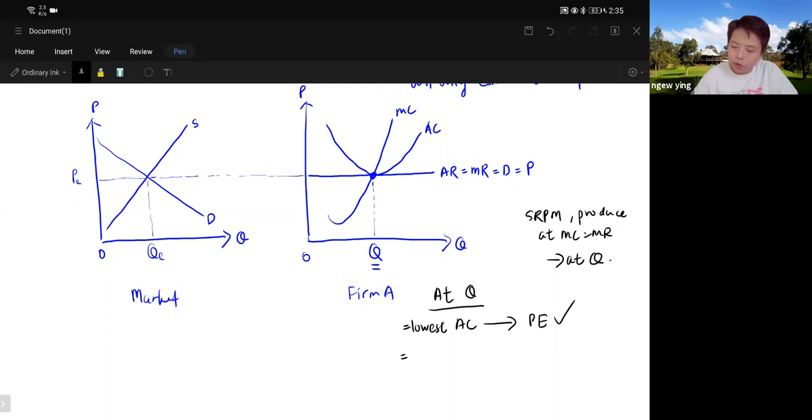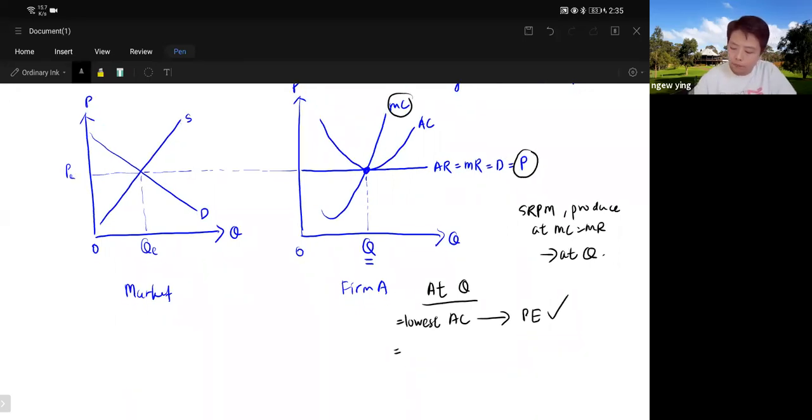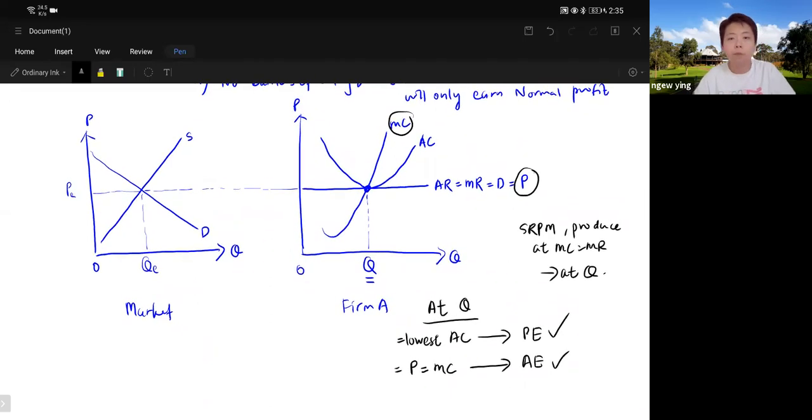Secondly, at Q, it is the point where P intersects with MC, which means the perfect competition firm is meeting the condition of achieving allocative efficiency, which means they produce at P equals MC.